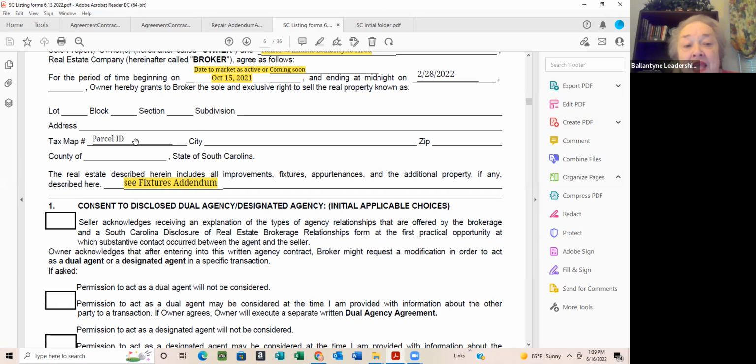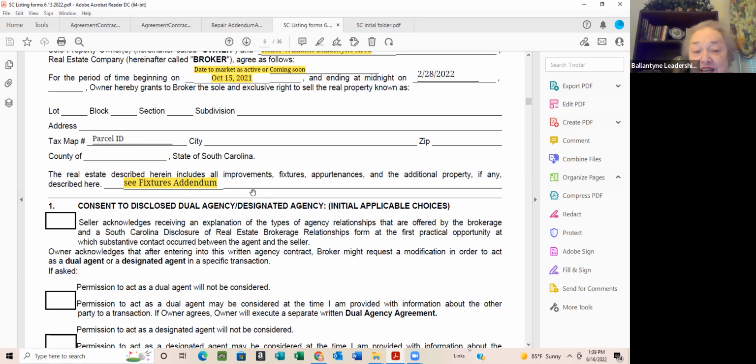This term, tax map, in South Carolina, that refers to the parcel ID. So when you pull up the tax records, look for something called tax map and look for the parcel ID. And those will be that long string of numbers generally. And you've got to put that in there.